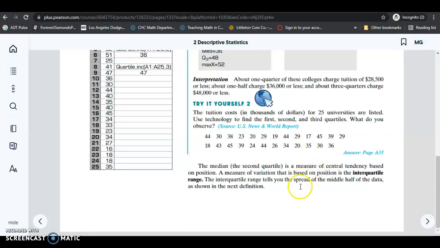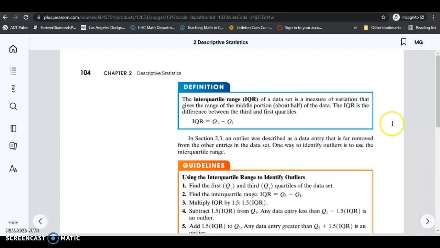All right, so now we have what's called the interquartile range. It's a measure of variation that is based on position. The interquartile range tells you the spread of the middle half of the data, as shown in the definition. It's a measure of variation that gives the range of the middle portion of the data. So the IQR is the difference between the third quartile and the first quartile.